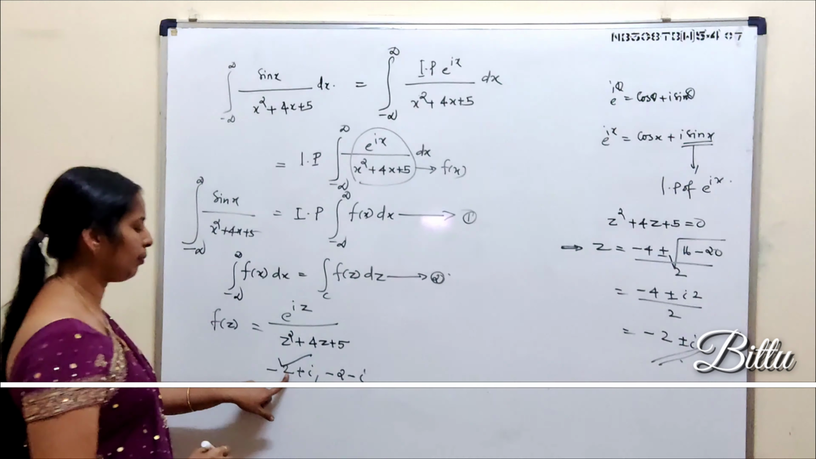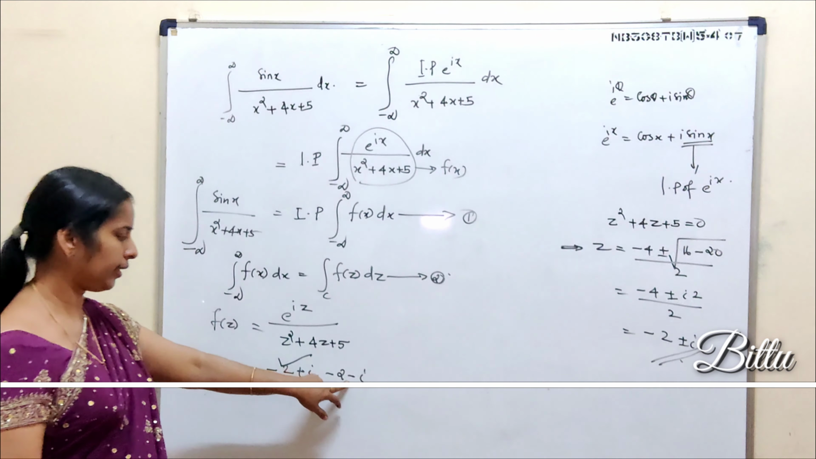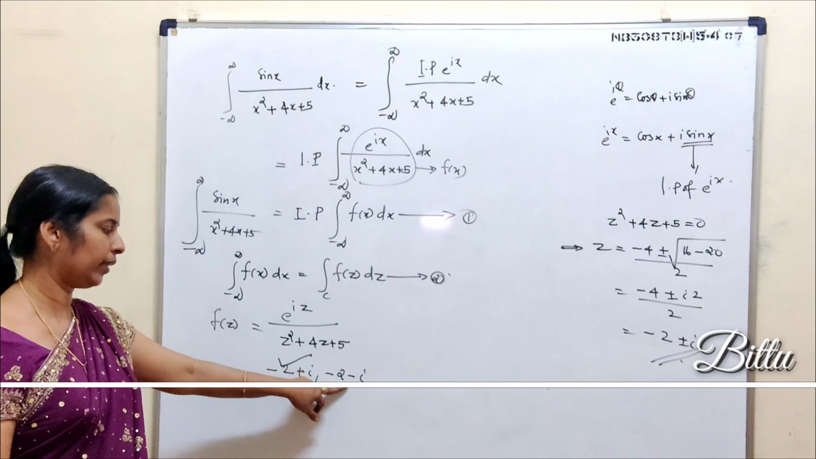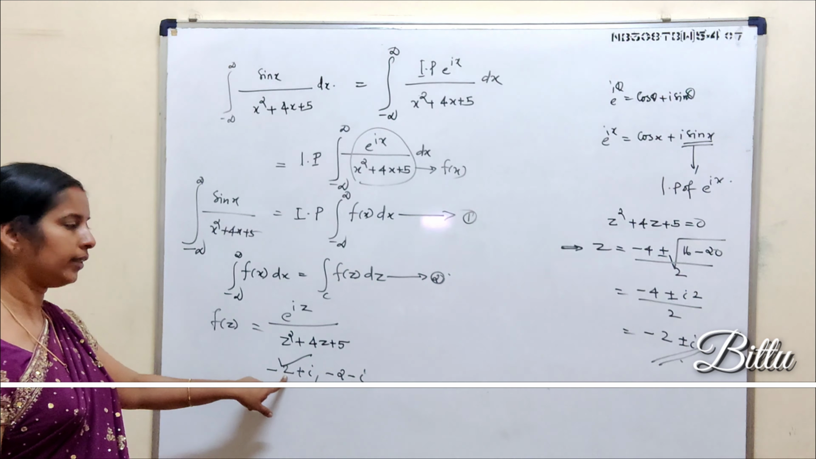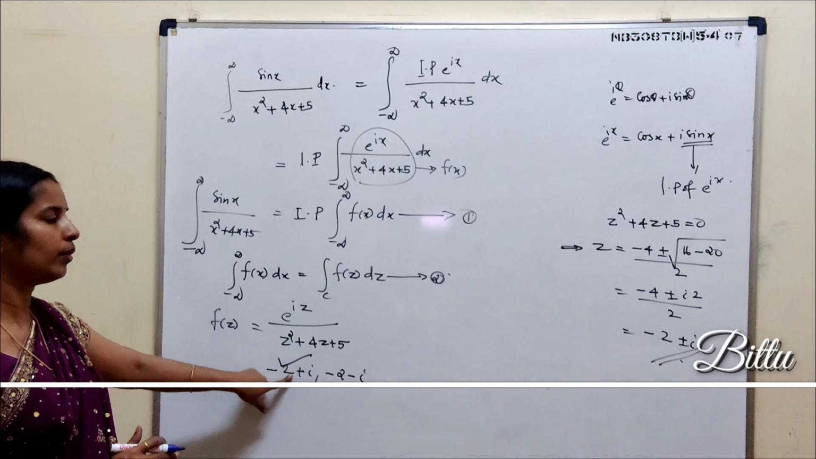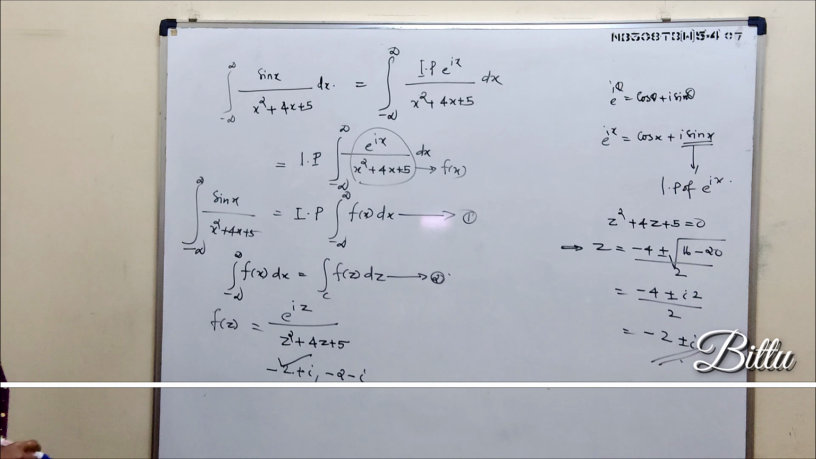Because this will be in the second quadrant and this in the third quadrant. The third quadrant is below the z plane, so it will be outside. And it is in the second quadrant, so this is in the upper half of the plane. So this is the only singularity of f which lies within C. So we can apply the residue theorem.